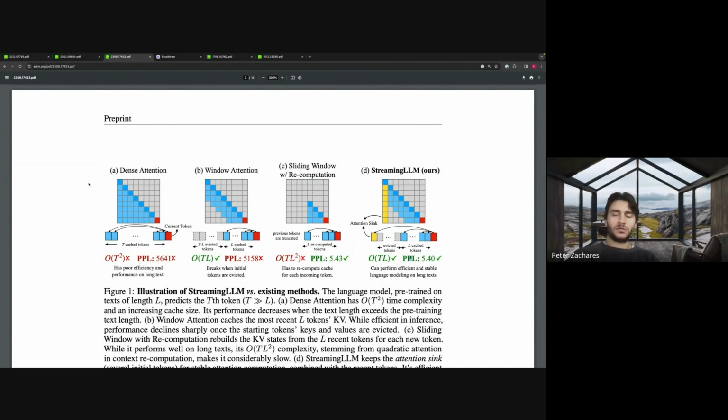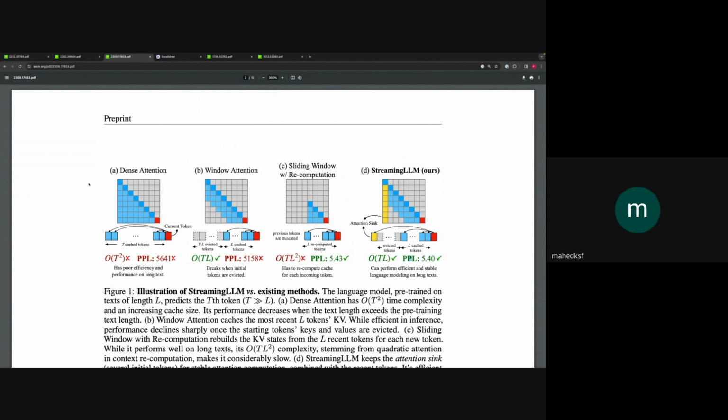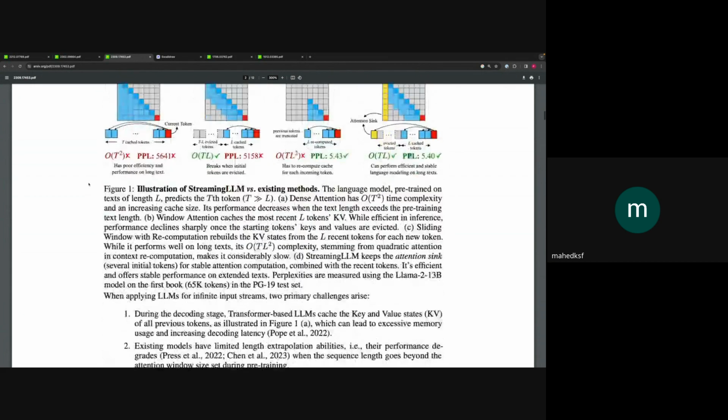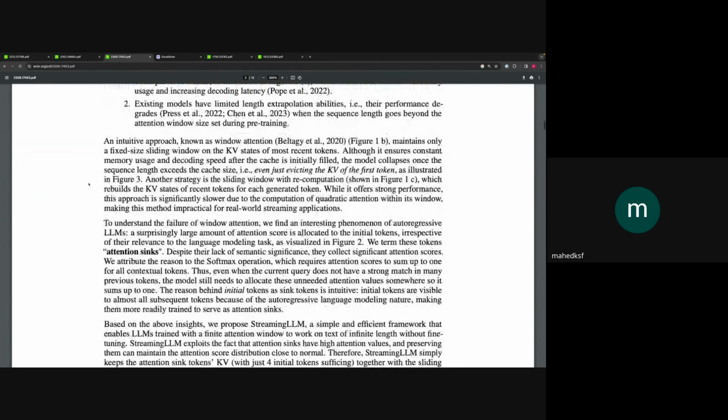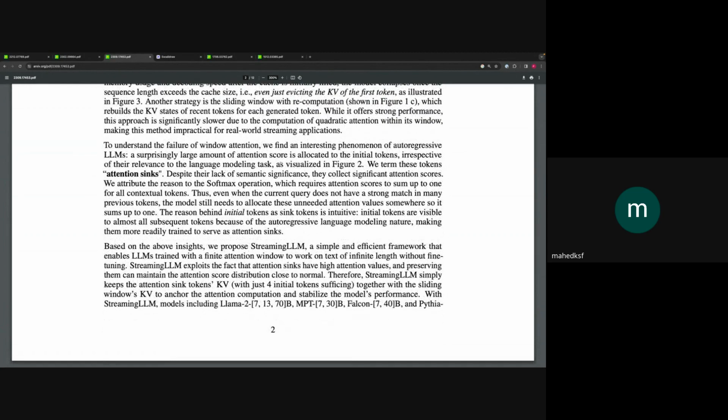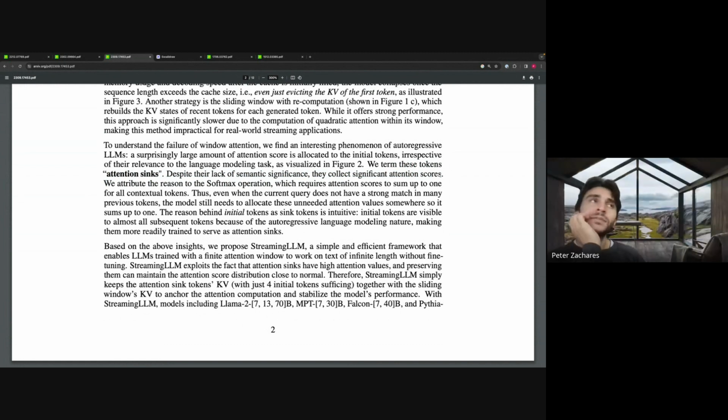I don't exactly understand. They kind of stated on page 2, the second last paragraph, I believe, where they say, despite their lack of semantic significance, they still collect significant attention scores for all contextual tokens. So that's what they empirically prove, but it's not intuitively sinking in, if you know what I mean. I see what you're saying. Like, why are attention sinks created at all? Exactly. Yeah.